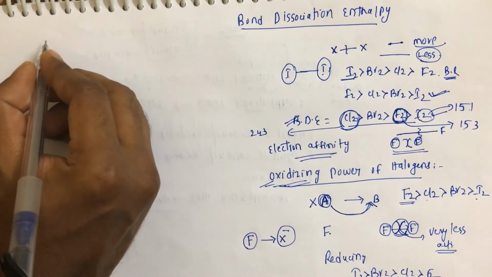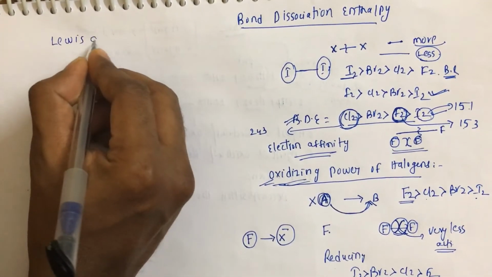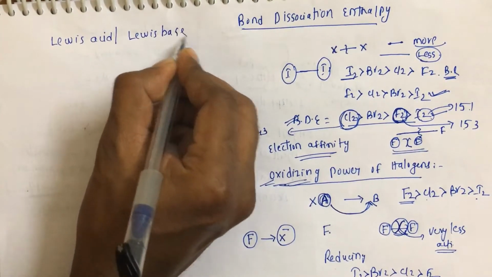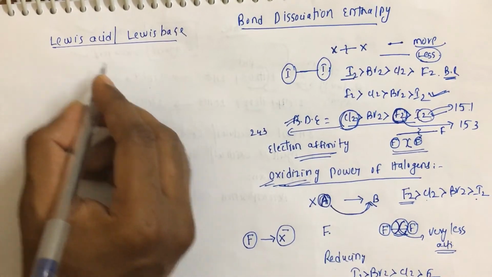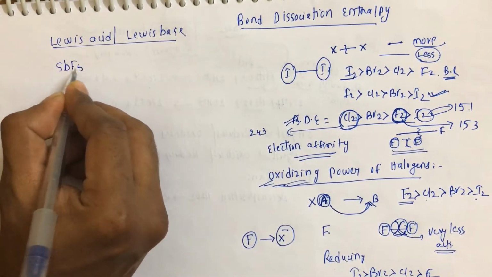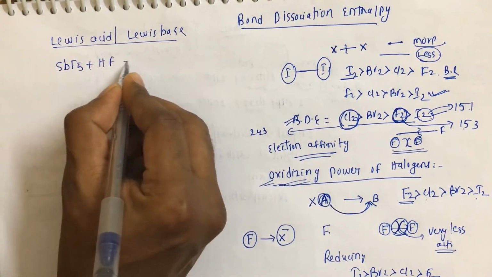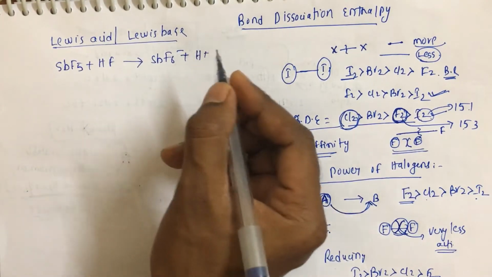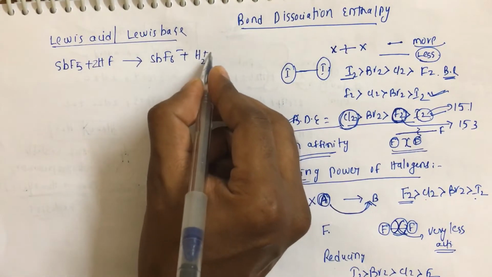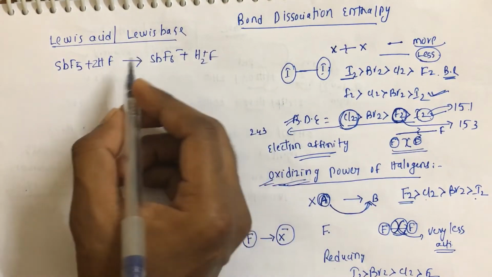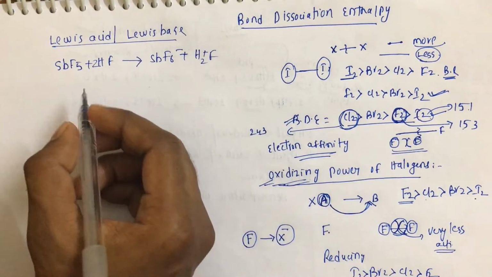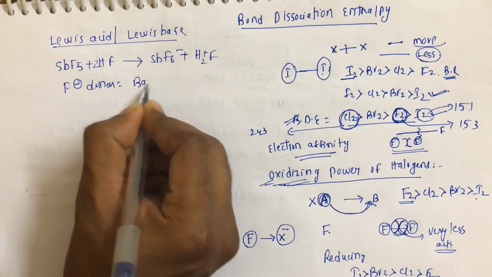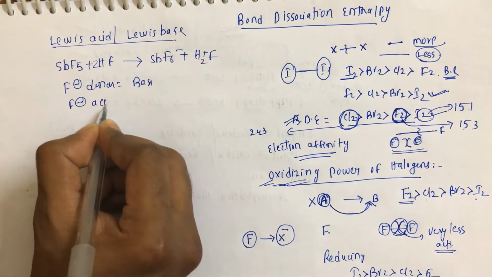Next we have the Lewis acid and base concept. In this chapter, this is very important because here we have SbF5, which upon treatment with HF gives SbF6 minus plus H plus. If we take this as two molecules, then this will be H2F plus, like that. They may ask which one is the base and which one is the acid. The fluoride donor is the base and the fluoride acceptor is the acid.